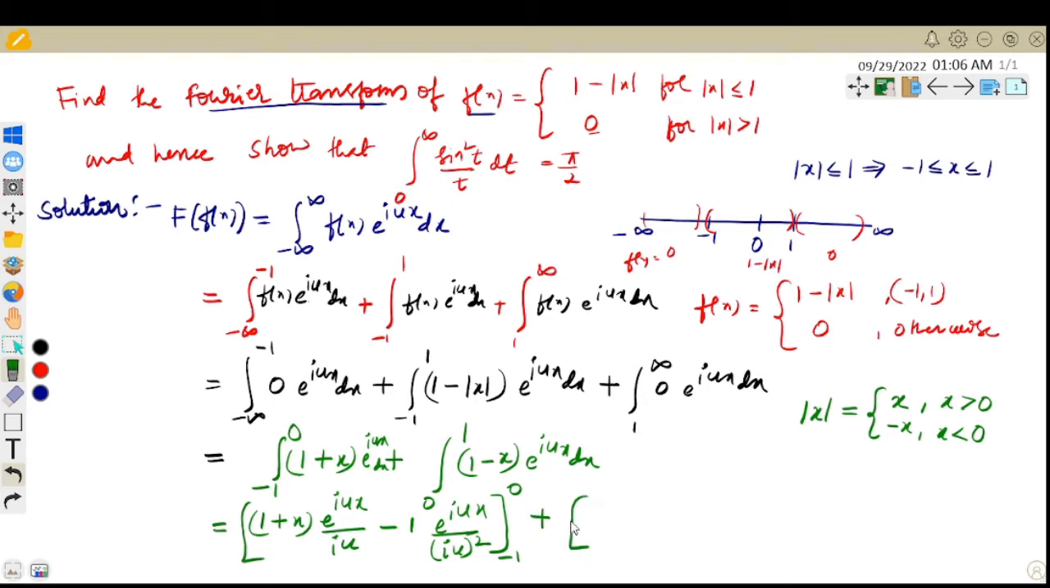Plus, similarly, this is the first function 1 minus x, e raised to iux divided by iu, minus the differentiation of 1 minus x, which is minus 1, into e raised to iux divided by iu whole square. Okay, fine. So further, we can substitute the upper limit and lower limit. By substitution of the upper limit and lower limit, try to understand this.